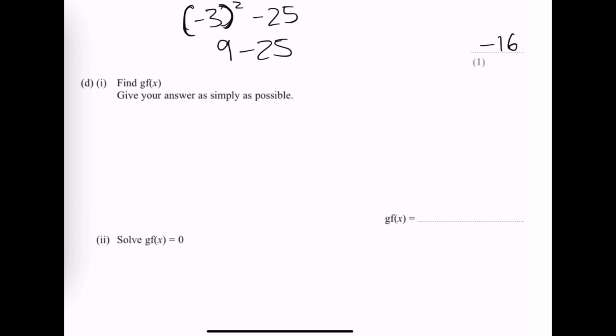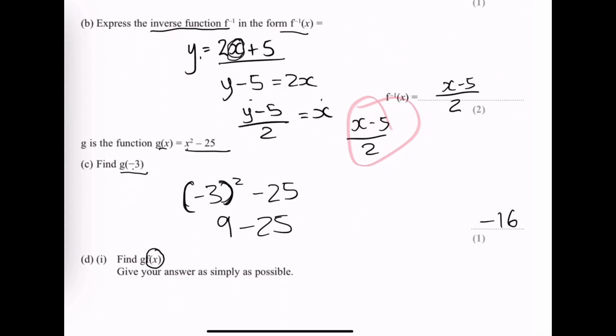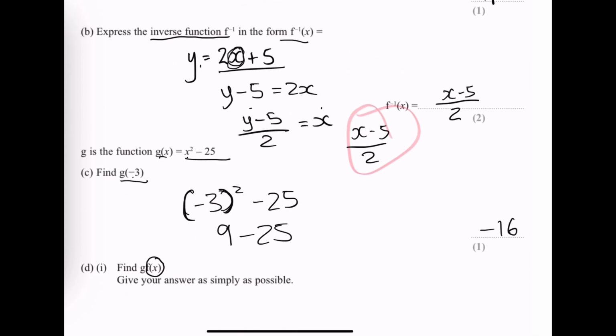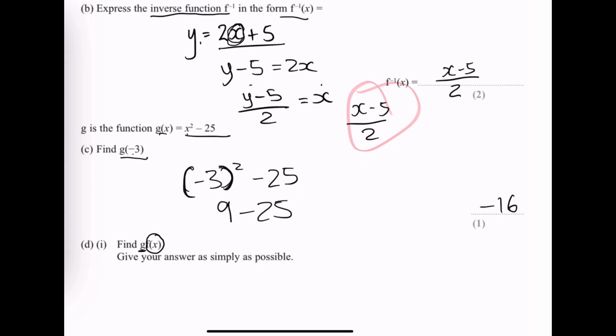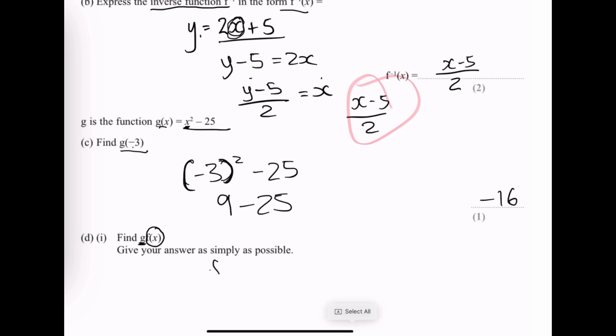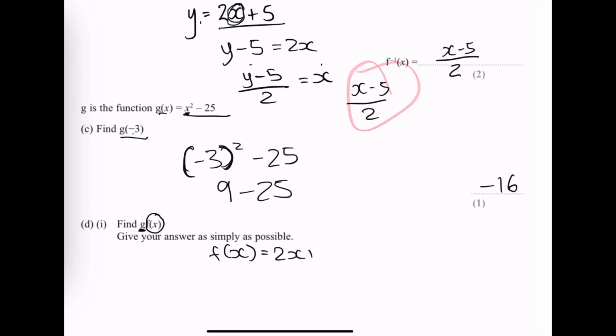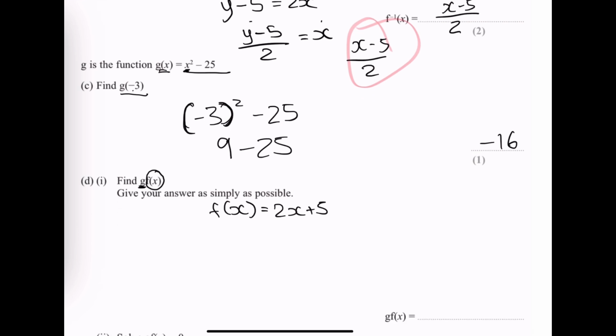So find gf(x) and give your answer as simple as possible. What this means is basically you put the equation f(x) wherever in the equation g you see the x. So you can see that f(x), we'll just put it here so that we can see it clearly, is 2x plus 5. So, well, this is g(x). So now we have to put this equation into every x you see in the g(x) equation.